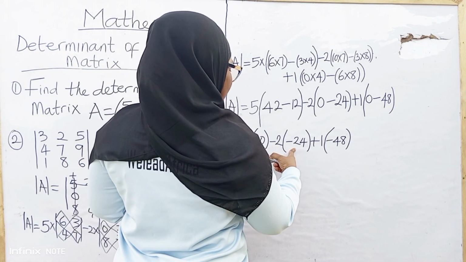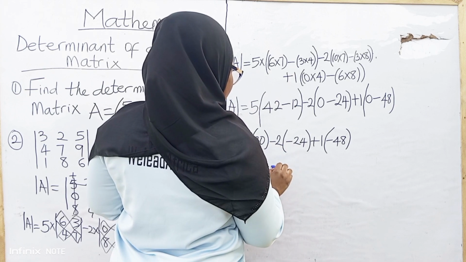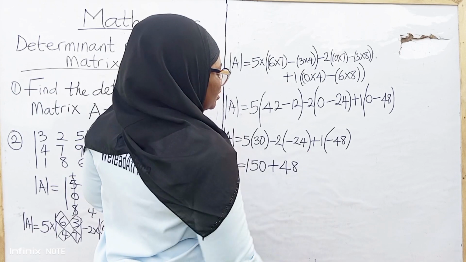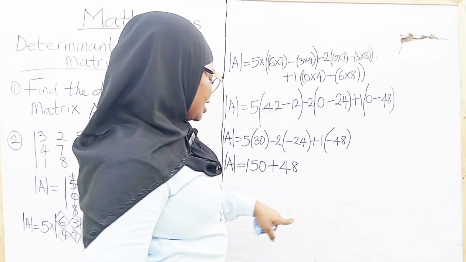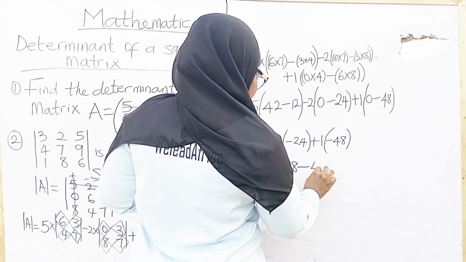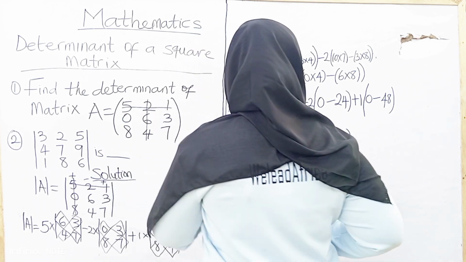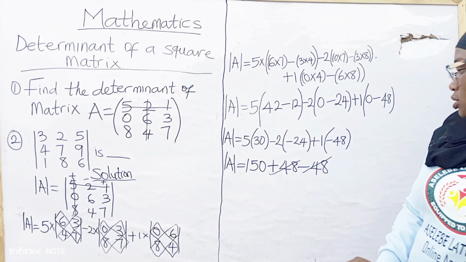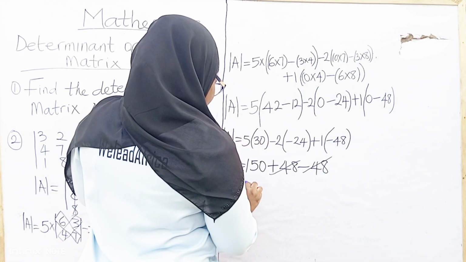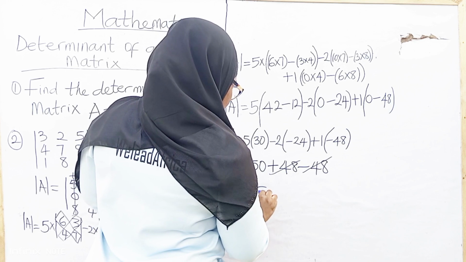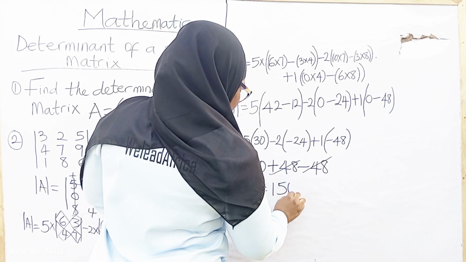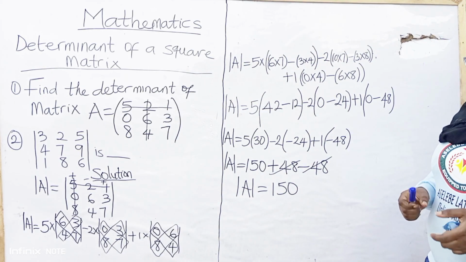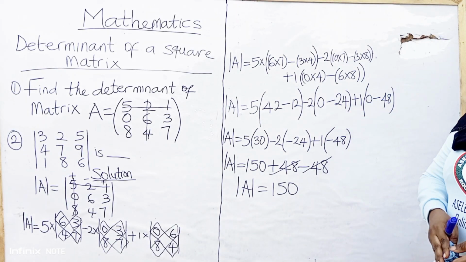Minus 2 multiplied by minus 28 is plus 48. Plus 1 multiplied by minus 48 is minus 48. So here, plus 48 is going to cancel minus 48. So the determinant of this A is equal to 150. So it's very, very simple. Please go through it.